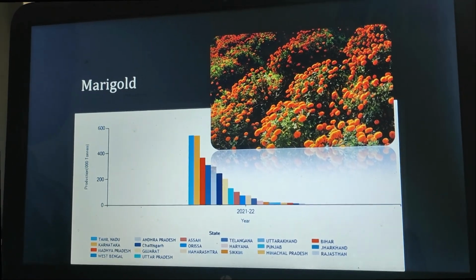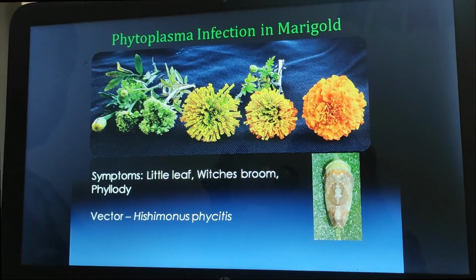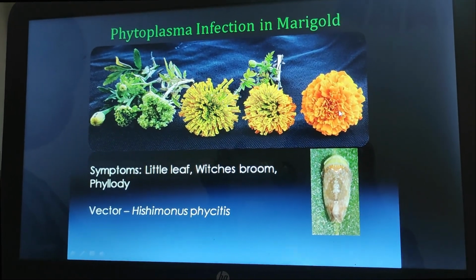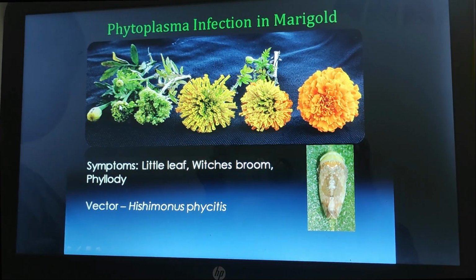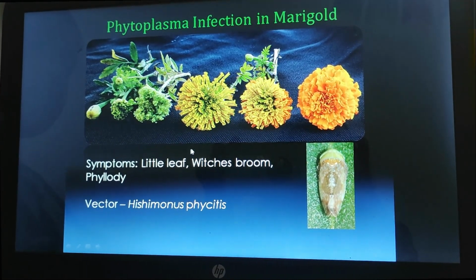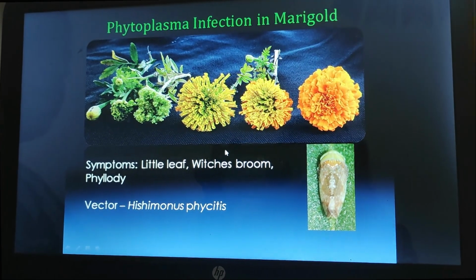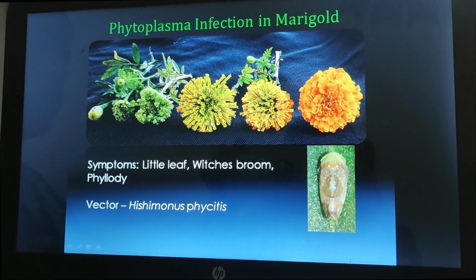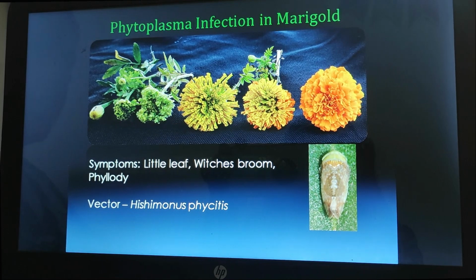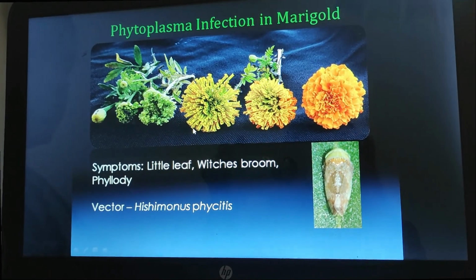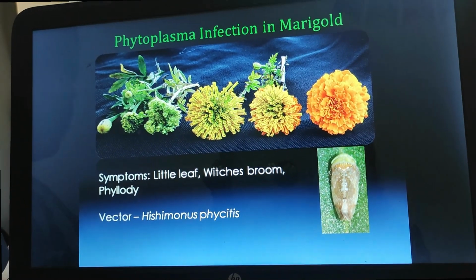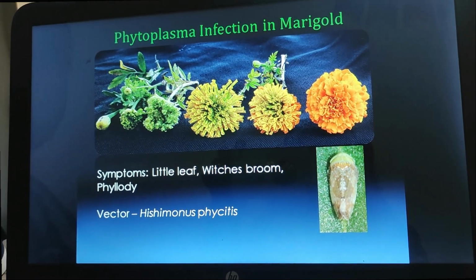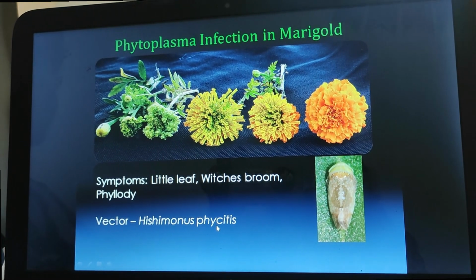A major constraint in marigold cultivation is Phytoplasma infection. You can see here the manifestation of Phytoplasma infection in the marigold plants, where this is the healthy flower, whereas the flowers are malformed and show phyllody, virescence, and the plants also show little leaf and witch's broom. The economic part in the crop is flowers, and when they are malformed, farmers are facing a lot of loss due to the infection. Almost 30 to 40% loss is reported due to Phytoplasma infection in marigold. And a vector which is spreading the disease from infected to healthy plants has been identified as Hishimonas fasciitis.